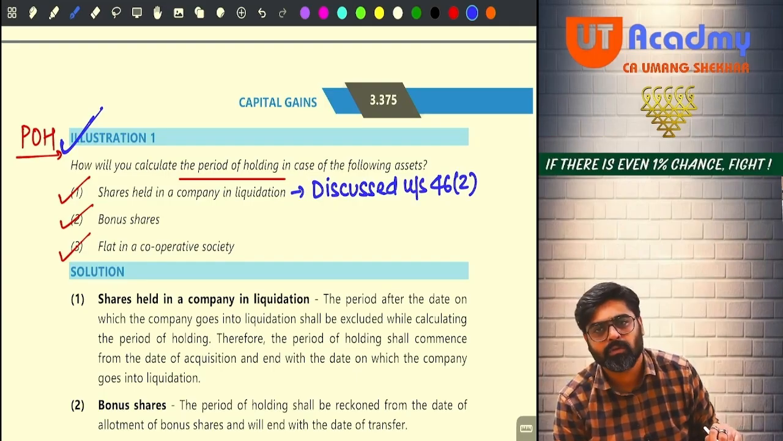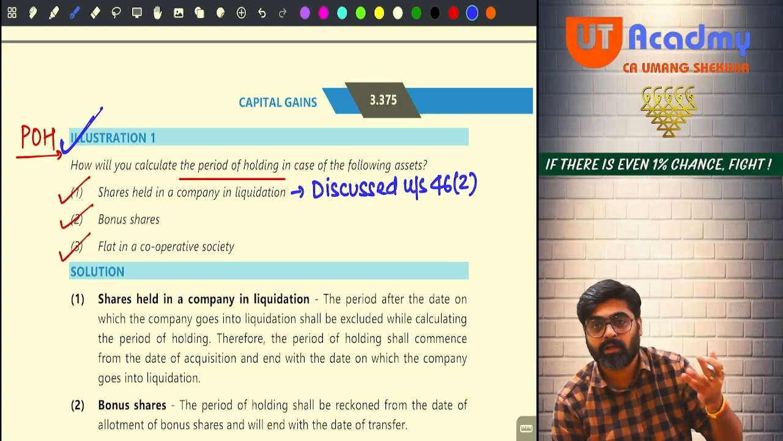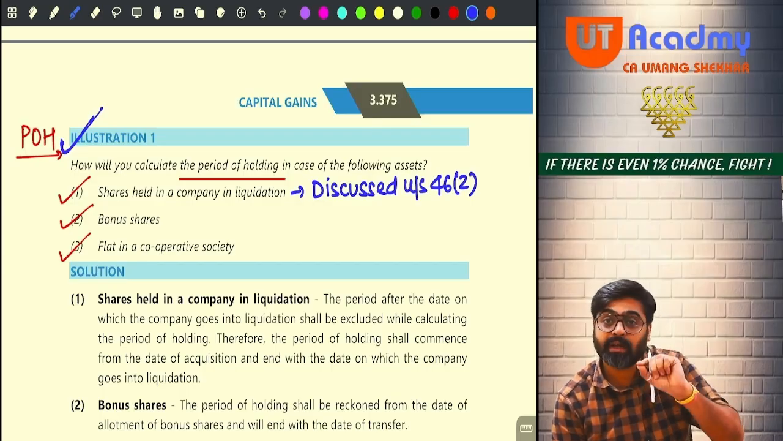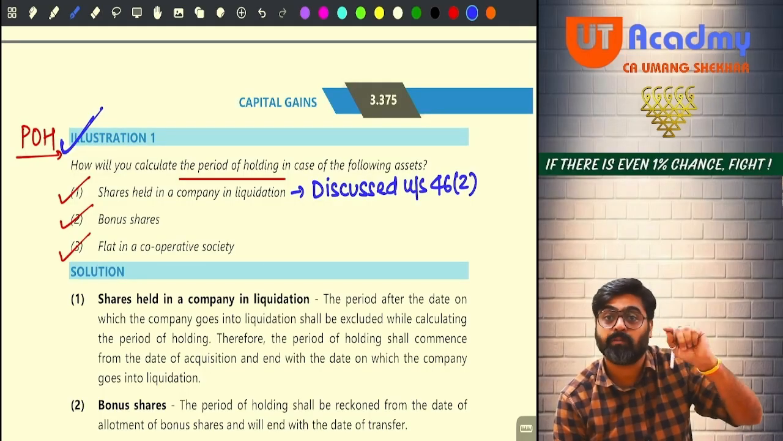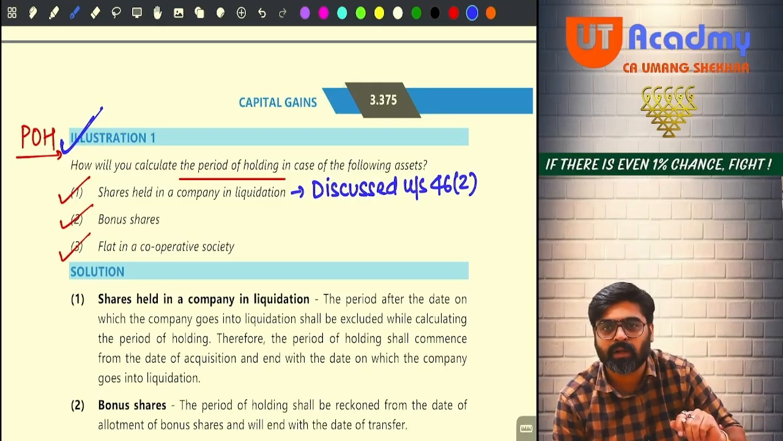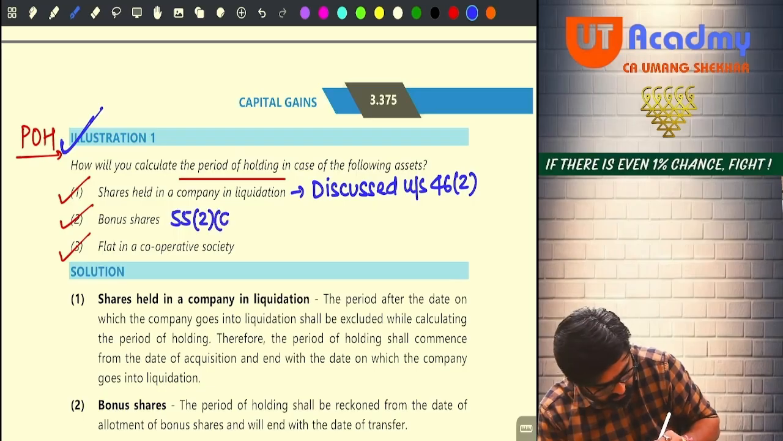I have not told you. If the bonus shares are listed, the period of holding will start from date of credit in the demat, and it will end on date of sale. But if the bonus shares are unlisted, their period of holding will start from date of allotment till the date immediately preceding the date of transfer. So bonus shares are already known, that you have done with section 55 to AA.